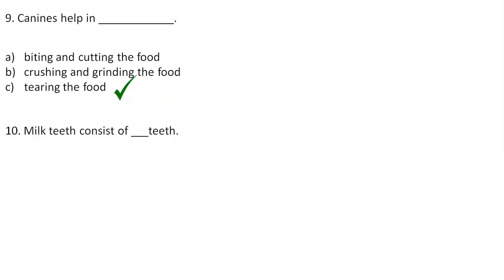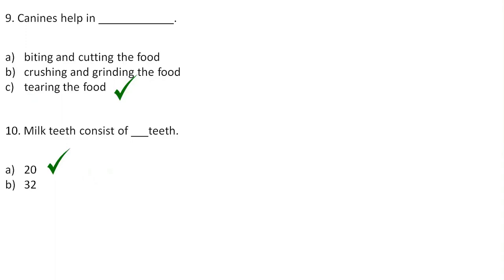Milk teeth consist of dash teeth. And the options are option A, 20, or else option B, 32. Easy to guess, isn't it? The correct answer is option A, 20.